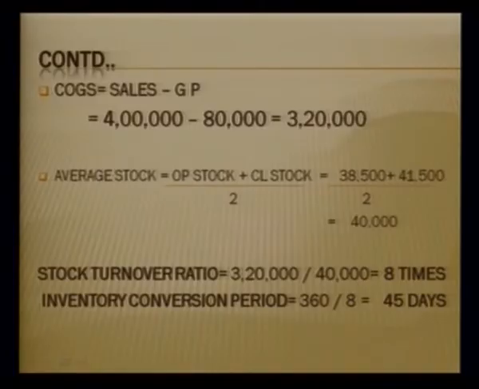So in our example, since the illustration says that the total number of days to be included are 360, 360 divided by 8 gives us 45 days. So the business is taking exactly 45 days to complete one cycle of converting the cash into goods and back into cash. Of course, the shorter the period, the better it is for the business.